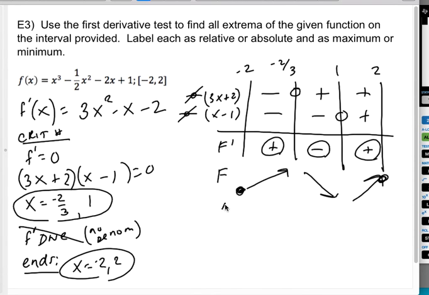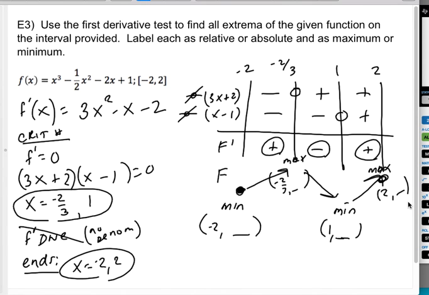I know that there are included endpoints. So what I've got here is that I have a min at both negative 2 and at 1. I don't know which one's absolute yet, right? The only way to figure out which one's absolute is going to be to find the actual values of those, right? And I have max values at negative 2/3, negative 2/3 comma blank, and at 2 comma blank, right? So my job is going to be to plug in and find those values and see which ones are bigger or smaller.